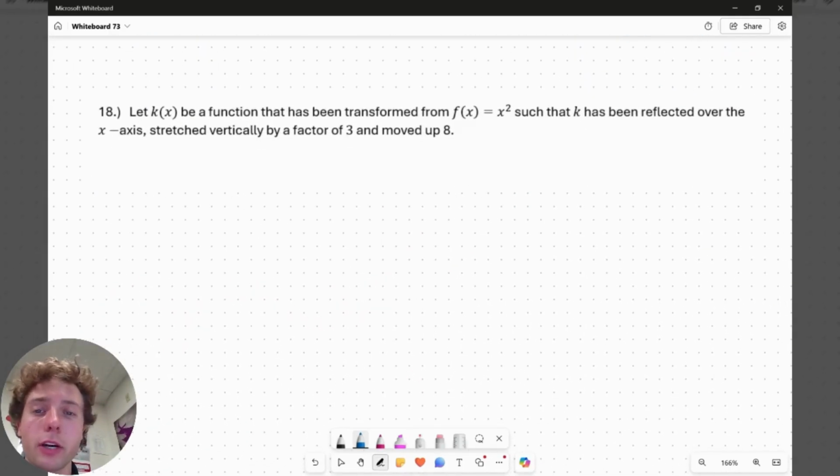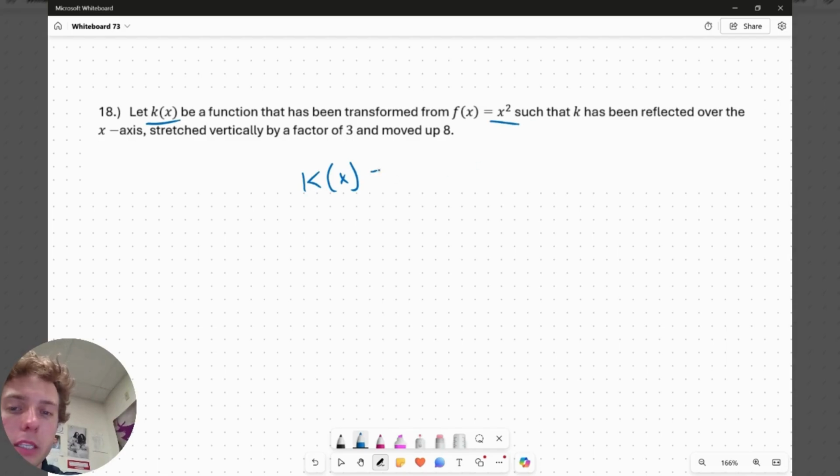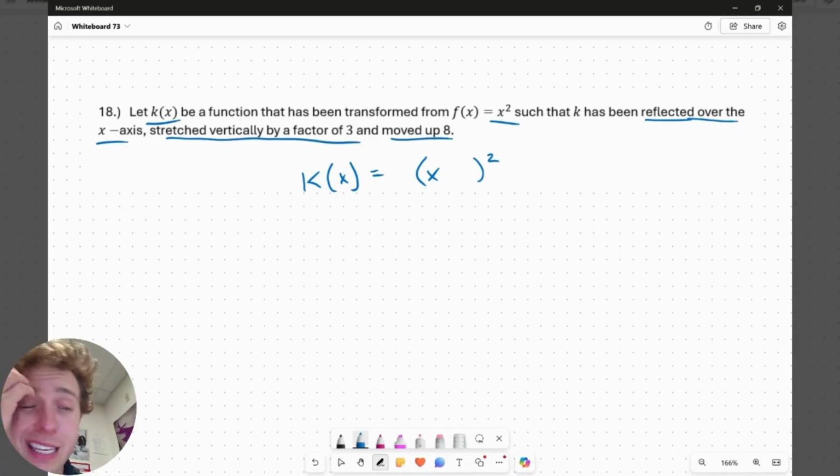The last one here for us to look at, we want to let k of x be a new function that has been transformed from this quadratic such that k has been reflected over the x-axis, stretched by a factor of 3, and moved up 8. Well, reflections are negatives that are in front. Stretches are in front as well. The stretch is bigger than 1. It's a stretch by 3. Okay, that makes sense.